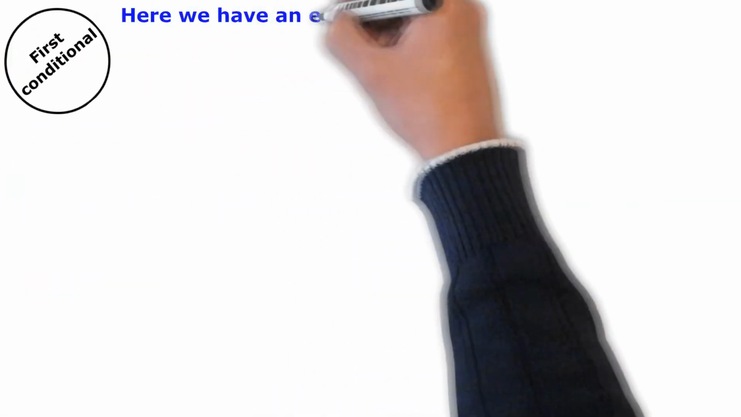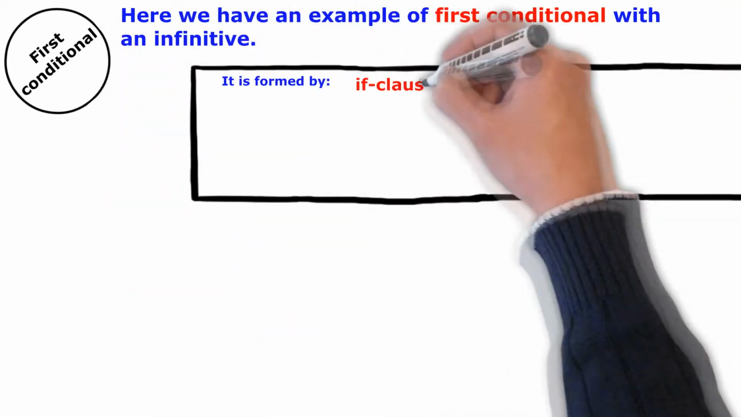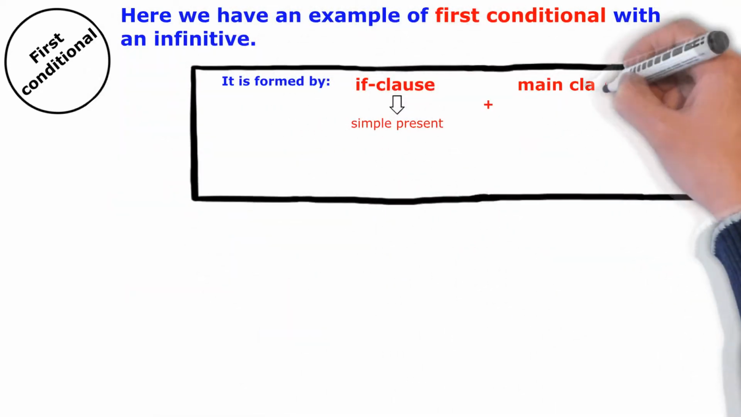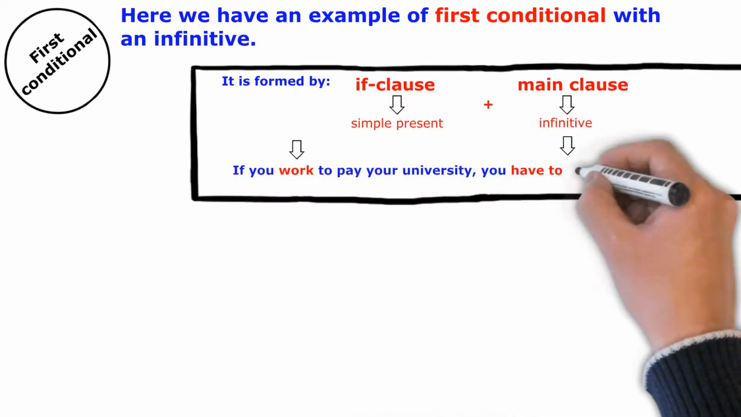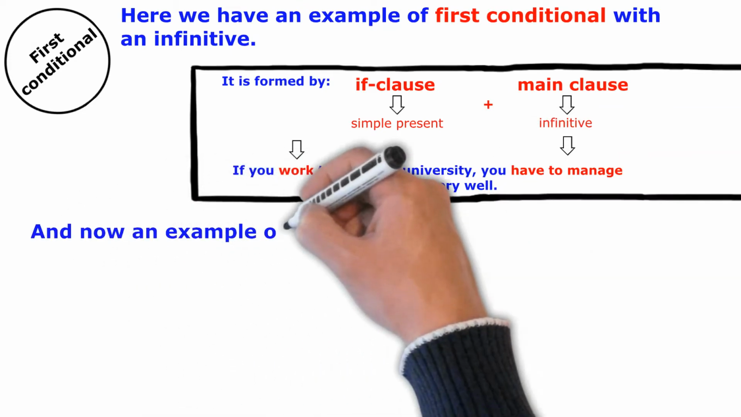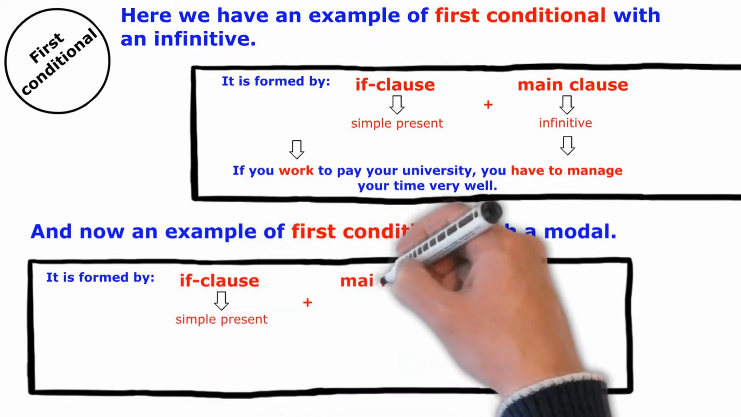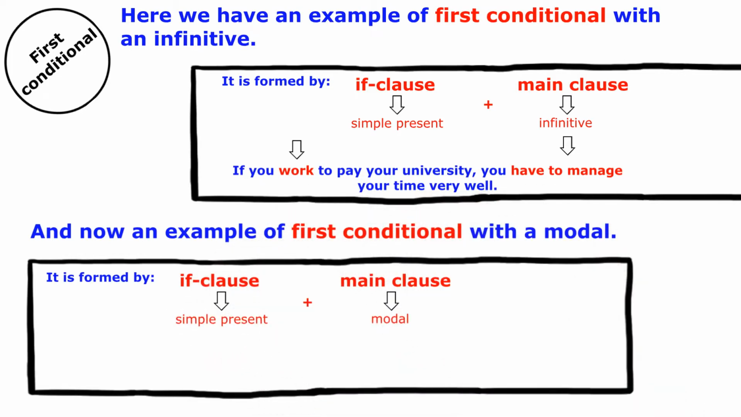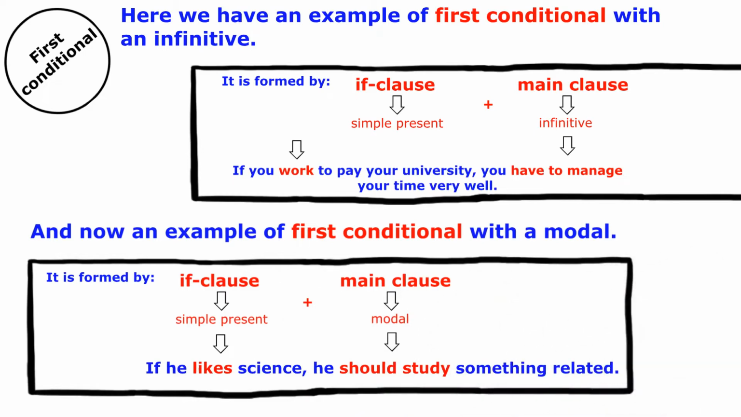Here we have an example of a first conditional with an infinitive. It is formed by an if clause in simple present, and the verb in the infinitive form. If you work to pay for your university, you have to manage your time very well. And now an example of a first conditional with a modal. It is formed by an if clause in simple present, and the modal of your choice. If he likes science, he should study something related.